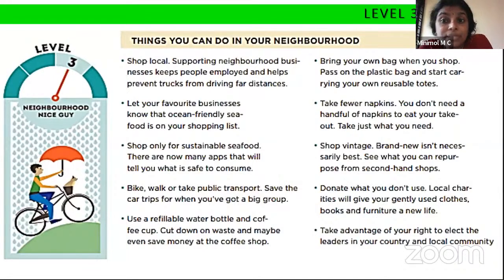Brand new isn't necessarily the best. As youngsters, you may be really worried about the brand of things that you are having. But then please ensure that brand new isn't necessarily the best. So see what you can repurpose from the second-hand shops. Donate what you don't use. Nowadays, there are so many institutional arrangements where they can collect the used materials, and then they can recycle it and give it to somebody else. So donate what you don't use. Local charities will give your gently used clothes, books, and furniture a new life.